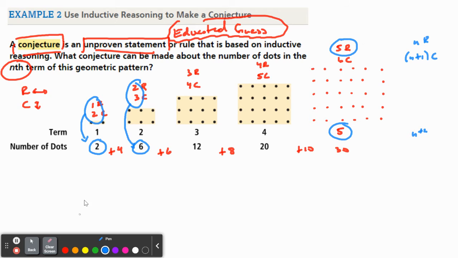So to find the nth term, we need to use this idea: n times n plus 1. You could also write this as, if you were to multiply it out, n squared plus n. N times n is n squared, n times 1 is n. This would be how you get the nth term.